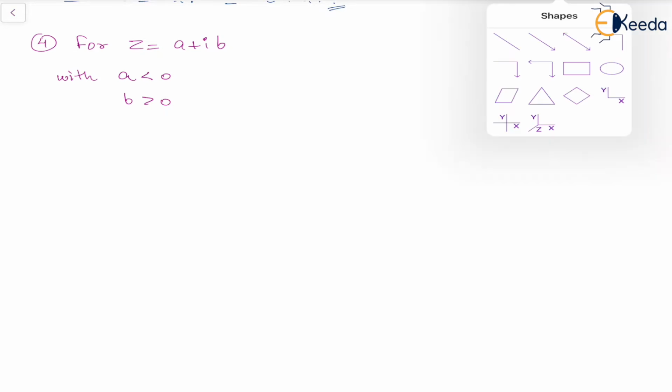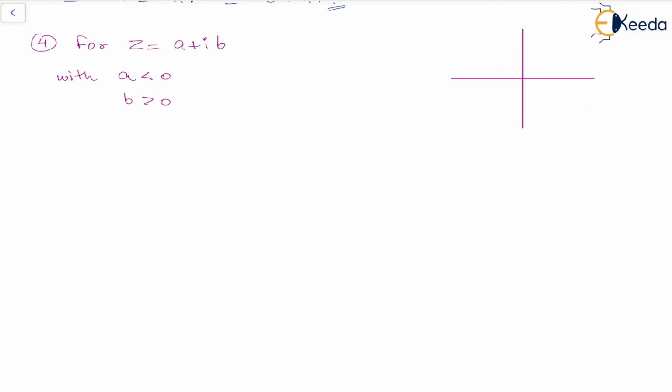Now, the fourth case is when it will lie on the second quadrant, for z equal to a plus ib with a less than 0 and b greater than 0. In that case, we can see that with the imaginary part being greater than 0 and the real part being less than 0, this should lie somewhere in the second quadrant.